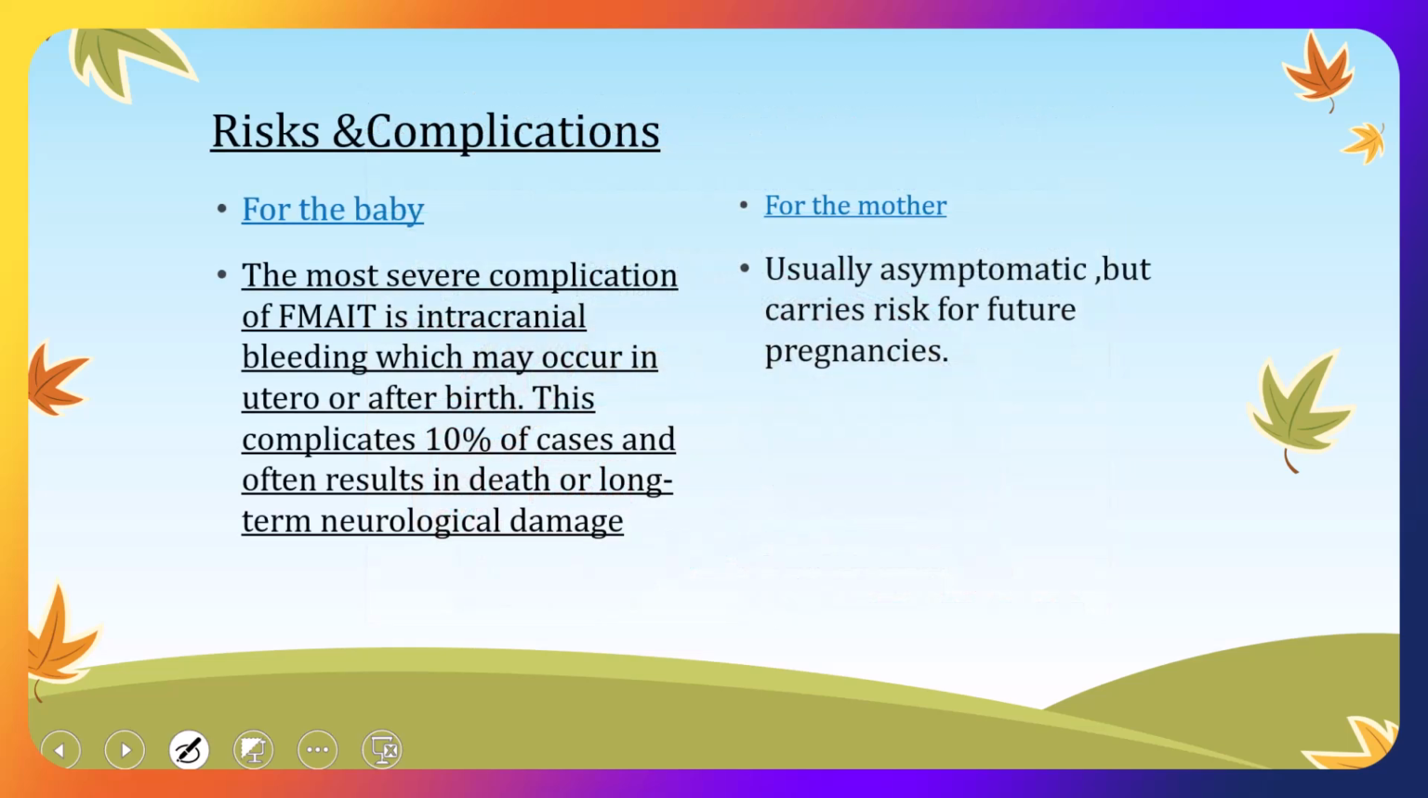Next, you can be asked what the risk and complication of this condition are. So the risk is mostly for the baby. The most severe complication of this condition is intracranial bleeding, which may occur in utero, during birth, or even after birth. This complicates 10% of the cases and often results in death or long-term neurological damage. So you can be asked what percentage of pregnancies suffering from alloimmune thrombocytopenia is complicated by intracranial hemorrhage.